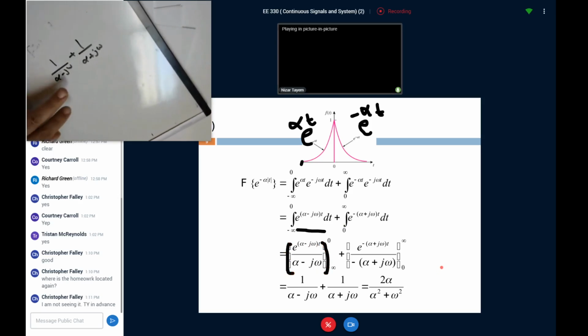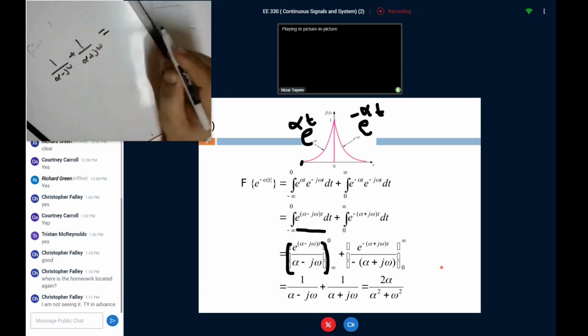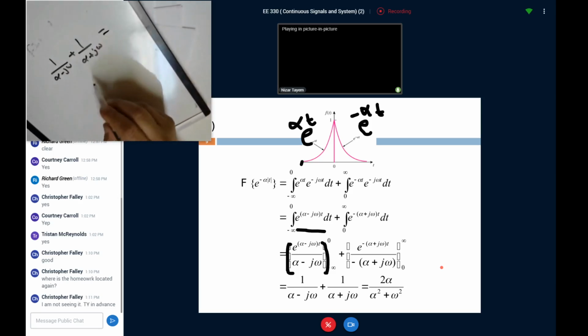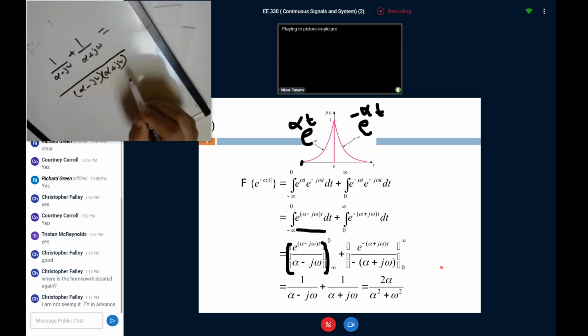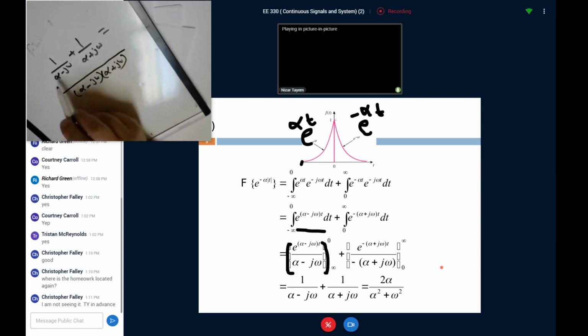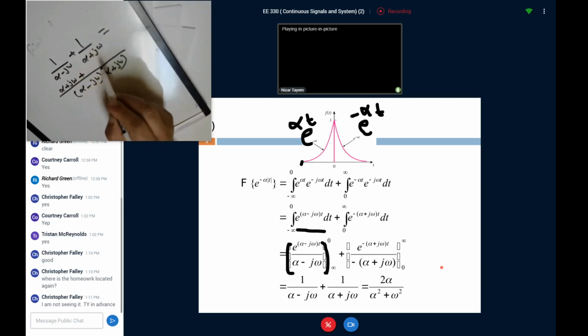Okay. So then, how can we calculate 1 over alpha minus j omega plus 1 over alpha plus j omega? Anybody? We just combine them, right? So what's the common factor here? The common factor is alpha minus j omega times alpha plus j omega, right? So then what is missing here? Alpha plus j omega, plus what is missing here? Alpha minus j omega, right? This will be canceled out.